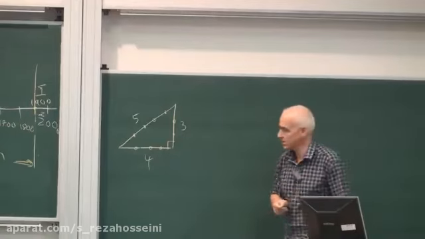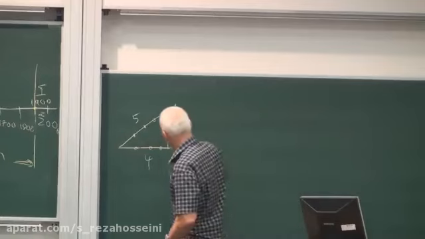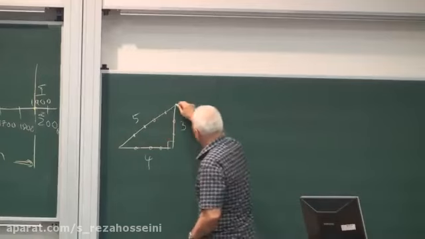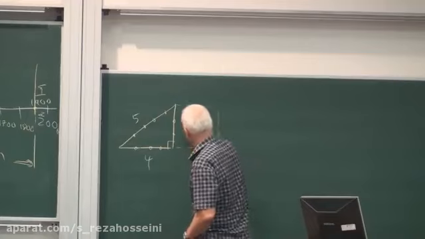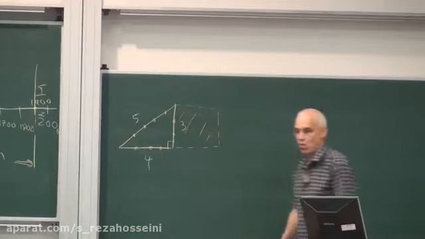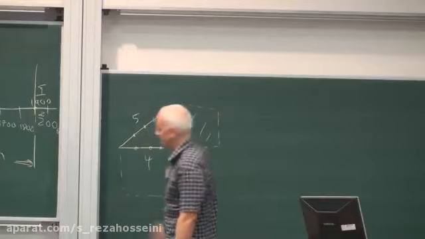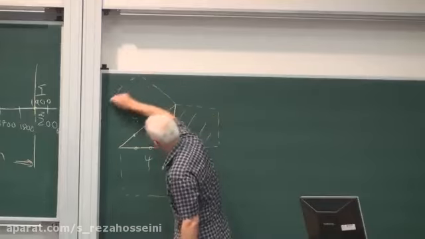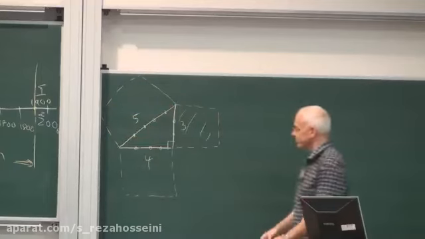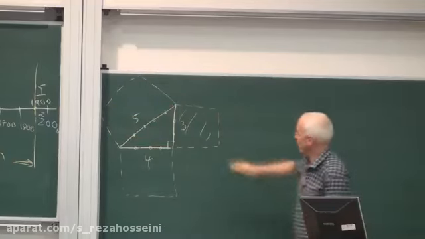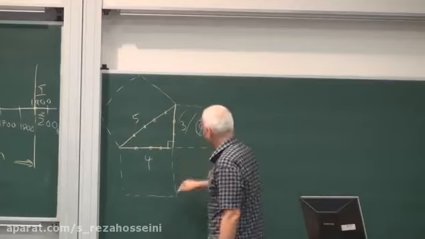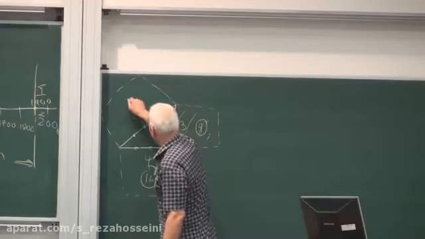It's exactly 90 degrees. And the important relationship here is that the area of the square built on that side, plus the area of the square built on that side, is the area of the square built on the hypotenuse. So these areas, well, that one's 9, that one's 16, and that one's 25.